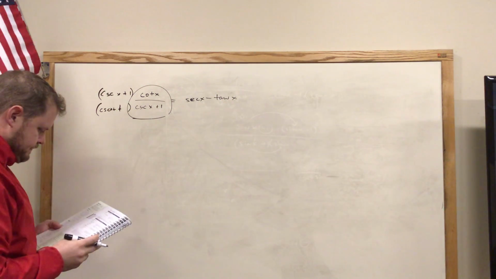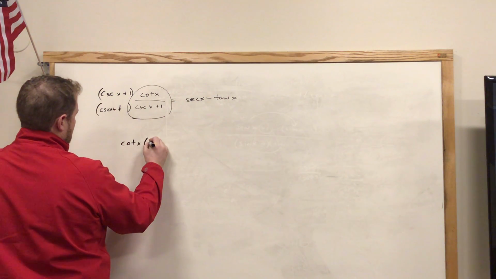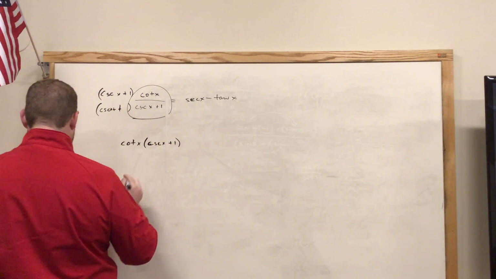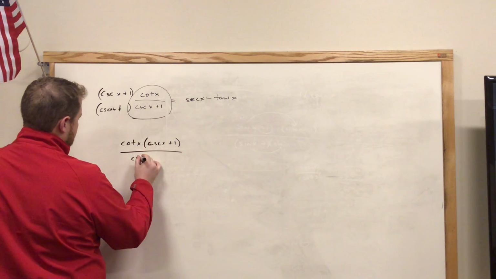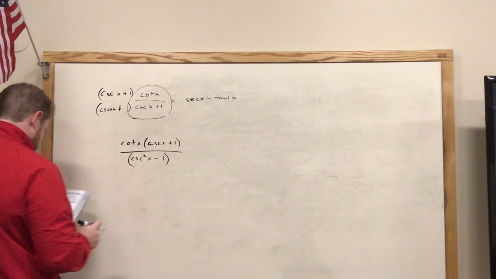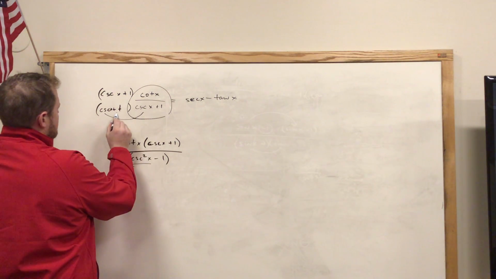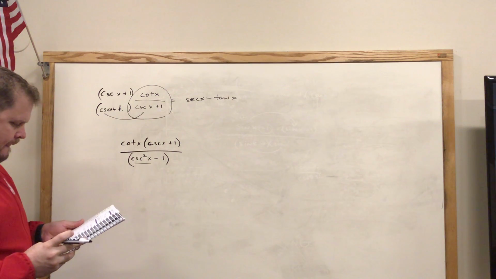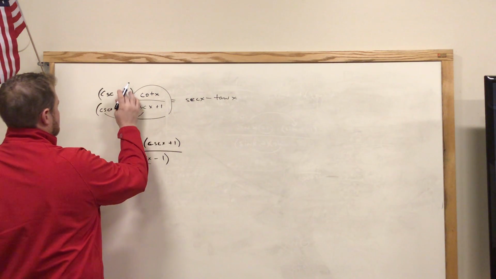So when you do that, what do you get? You're left with, up top, cotangent x, cosecant x plus 1, parentheses, all over cosecant squared x minus 1. Okay, because when I do this multiplication, that's going to give me cosecant squared. The 2 middle terms are going to cancel out. I'm sorry, minus 1. So they're going to cancel out.